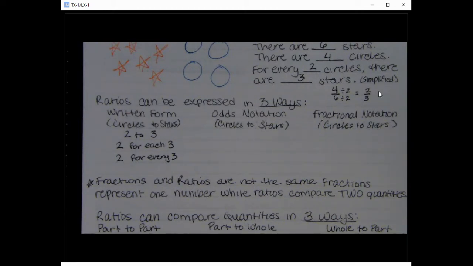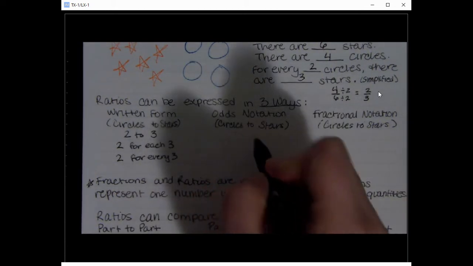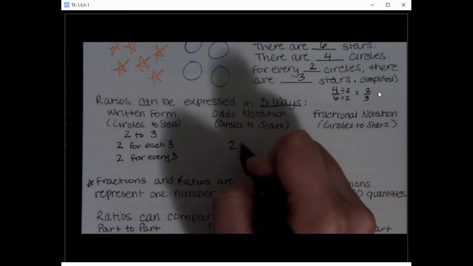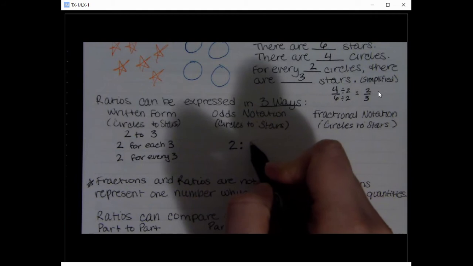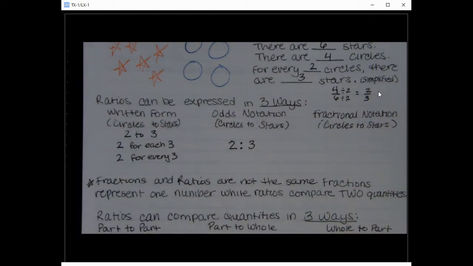Another way to write it down is what's called odds notation. Odds notation takes the amount of circles. You write that down first. And then you use 2 dots. Those 2 dots are like that indicator saying, hey, this is a ratio. And then you write the amount of stars. So this is another way to say the 2 to 3. So for every 2 circles, there are 3 stars.